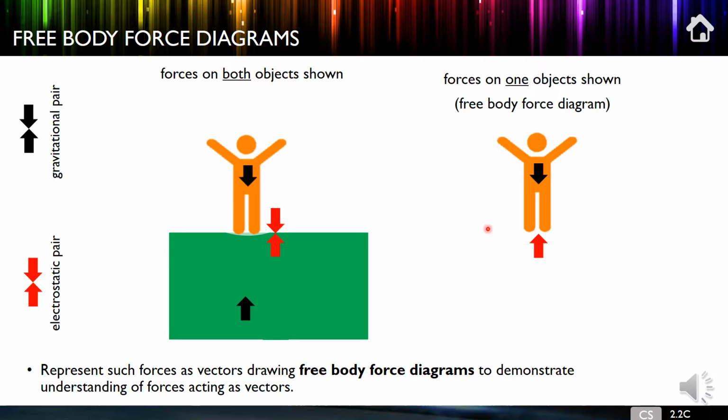We're just ignoring the Earth in this situation, and that's what free body diagram means, and it allows us to see an isolated situation and work out whether something is accelerating or not.